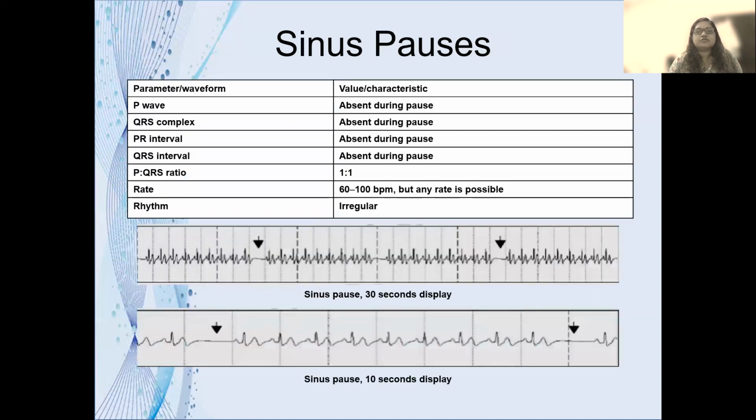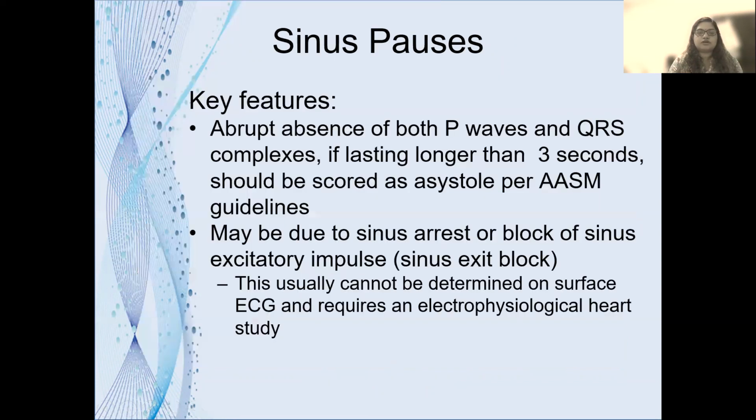Now, there can be sinus pauses, okay? Where you have a P wave which is absent, the P wave would not be there during the pause. QRS complex would be absent, PR interval would be absent. There is a pause. There is nothing happening there. And then the rhythm becomes irregular because of this pause. Look at that. So there is an isoelectric line where there are no waveforms. So this is called the sinus pause. This is sinus, so it's normal.